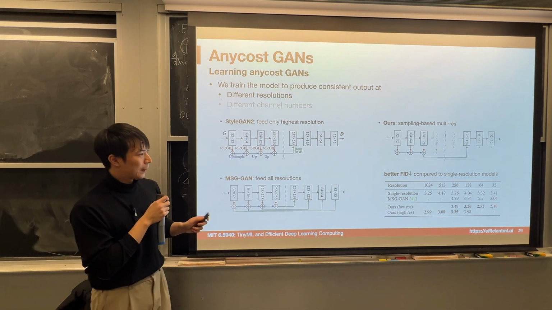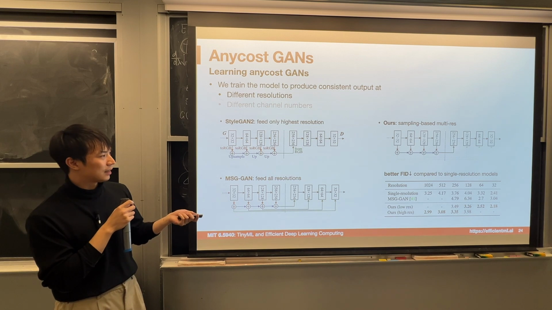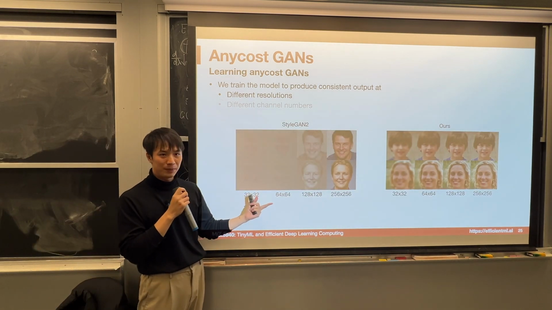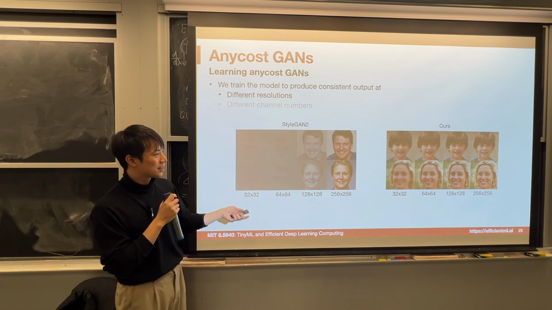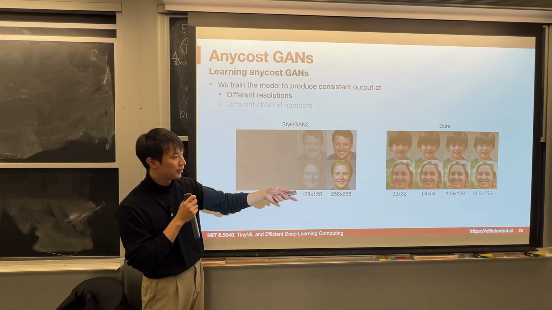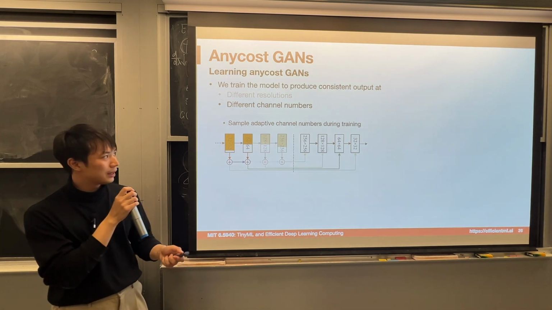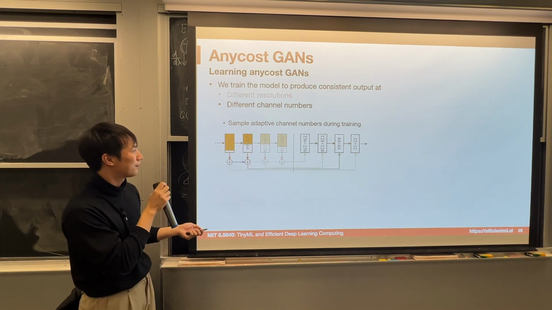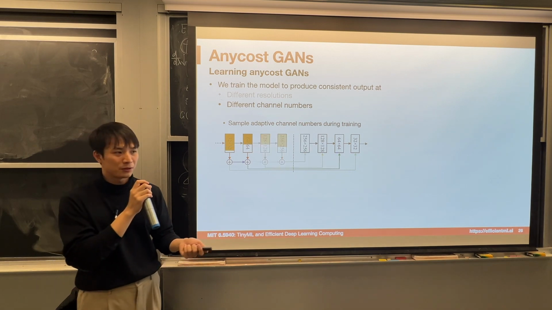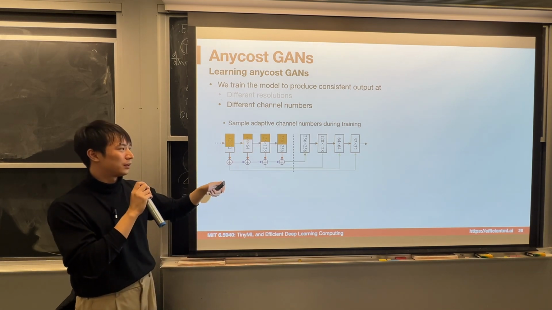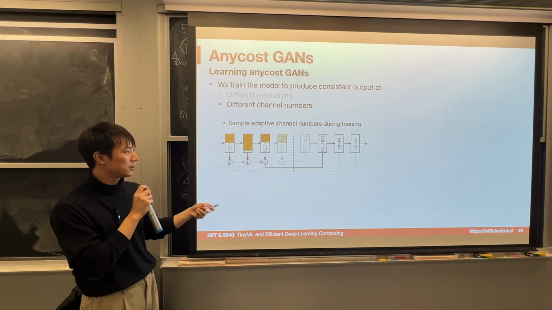Yeah, thanks. And here is a simple visualization. Original StyleGAN's intermediate outputs don't really make sense, but with our model, we are able to generate different resolutions. And the second part is how we can train the model to support different channel numbers. This is very similar to neural architecture search. We simply sample different channel configurations during training, similar to resolution.